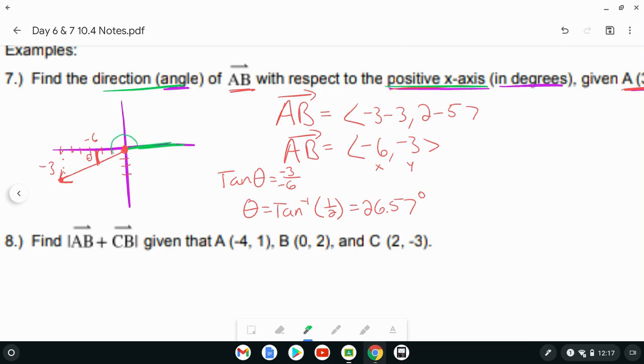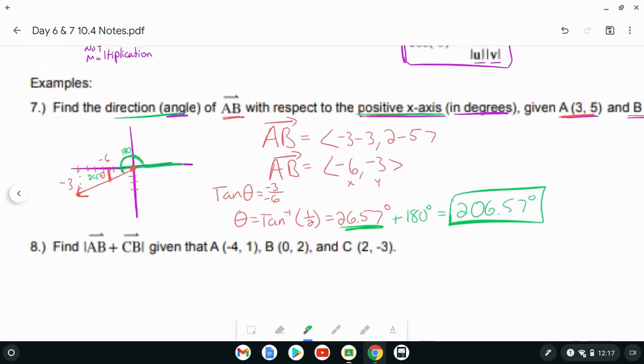So from here, you guys should be used to this. This is just how we started our unit circle, right? What is the full measure here? Well, if this is 26.5 roughly, and this is 180, we can just add 180 to that to get the full angle. So the full angle is going to be 206.57 degrees from the positive x-axis.